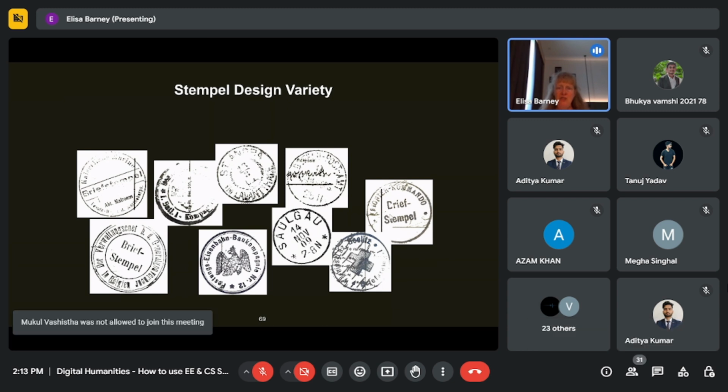And they contain information about when the postcard was mailed and from where it was mailed. And that can provide a lot of information because you have the address written out of where it was sent to, but not necessarily from where it was sent.